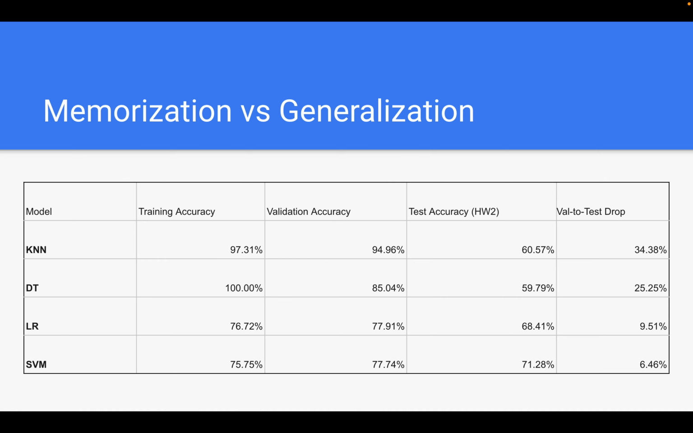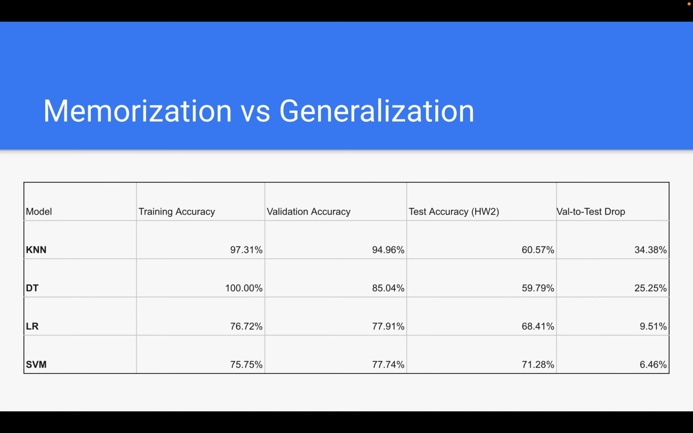we have, based on all of our data files, put together a table which displays the training accuracy, validation accuracy, and testing accuracy using a completely unseen data set from a previous homework, homework 2. We tested it, and then we also quantified the validation to testing drop, or percentage drop.